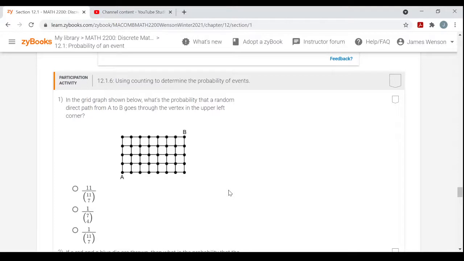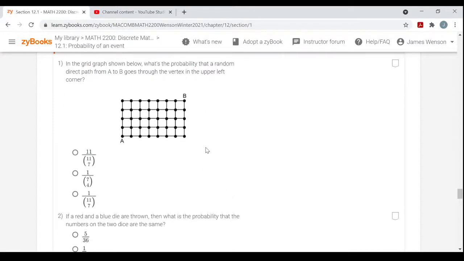Alright, so let me look at this activity here. In the grid graph shown below, what's the probability that a random direct path from A to B goes through the vertex in the upper left corner? So a direct path from A to B. Again, you can't go backwards, meaning you have to go right or up. You can't go down or left. You can't go away from B. You have to go towards B.